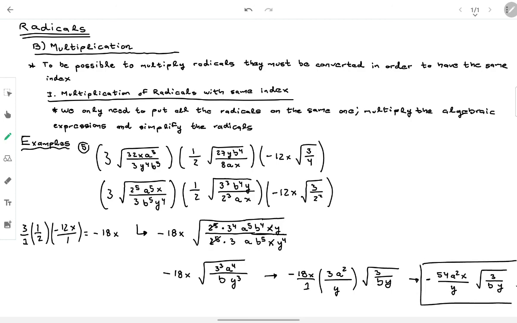So the idea is basically the same on all the exercises. We will multiply the coefficients. We will put all the radicals in a single radical. Then we will simplify it, take out what it's possible to take out, and that will be our final answer. So we will see each other in the next video, that will be also about radical multiplication with compound radicals.